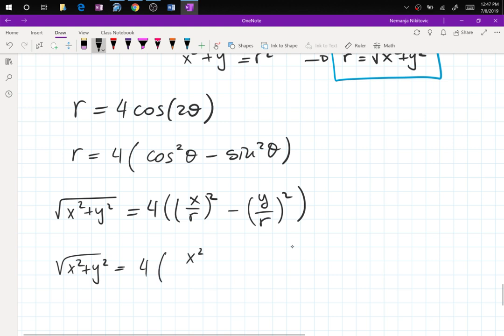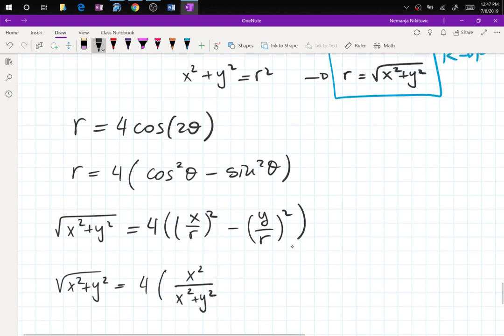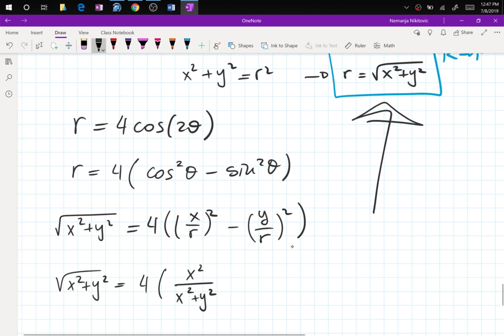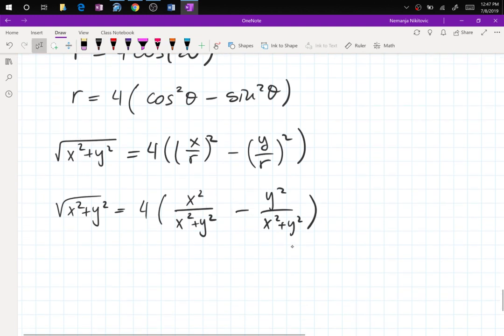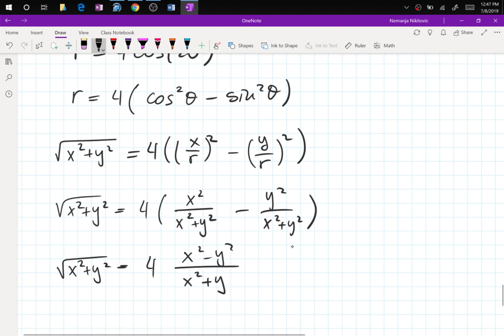We have x squared divided by x squared plus y squared here, because the square will kill the square root, right? We see over here that r is equal to the square root, so r squared has no square root on the other side. Minus y squared over x squared plus y squared. Great, it has the common denominator already. So the square root of x squared plus y squared is equal to 4 times x squared minus y squared divided by x squared plus y squared.